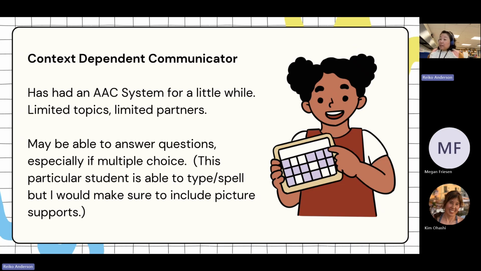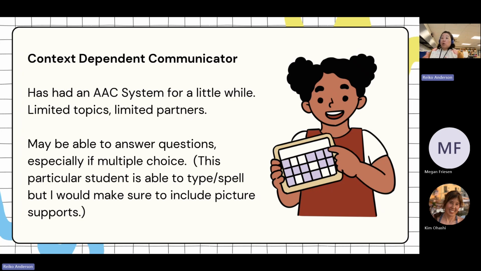She has had her AAC system for a little while, but she's limited in terms of the topics she can communicate about. She's limited in terms of the partners that she's able to communicate with. She might be able to answer multiple choice questions. And that's kind of where I would go with this student. Now, this particular student is able to type and spell quite well, but I think that the comprehension of what she is typing is a little bit mixed. So I wouldn't ask her to type an answer.